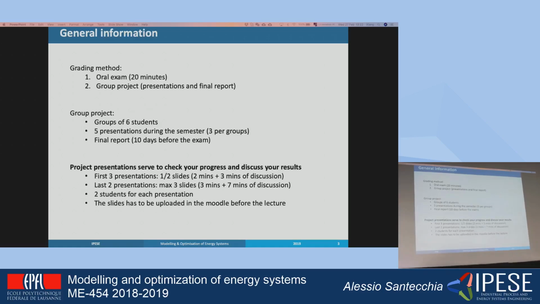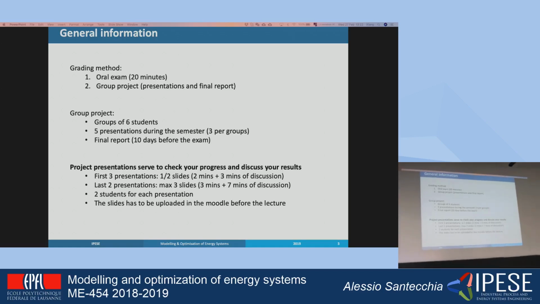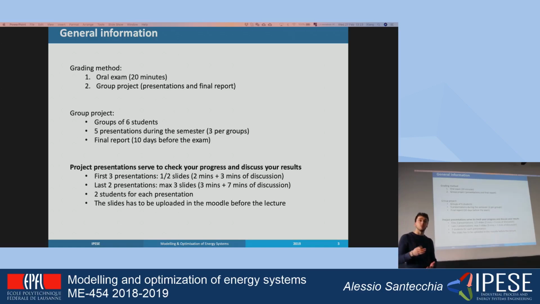The grading method of the course is an oral exam, 20 minutes for each student. The first 3 minutes are for the poster presentation, so you have to do a poster. Each one has a different poster about the project. And then there will be questions on the project from the professor, and also questions on the theory of the course. And then there is the group project, which is not graded, but is mandatory if you want to do the oral exam.